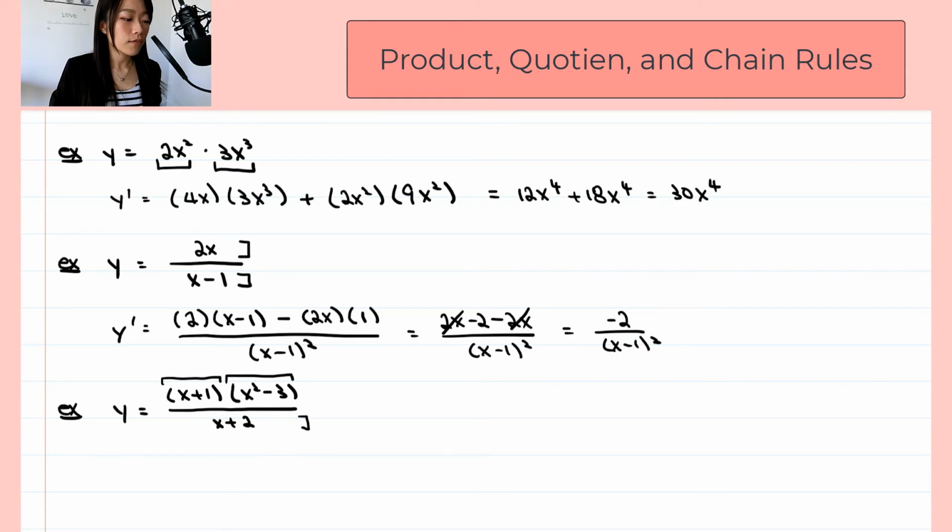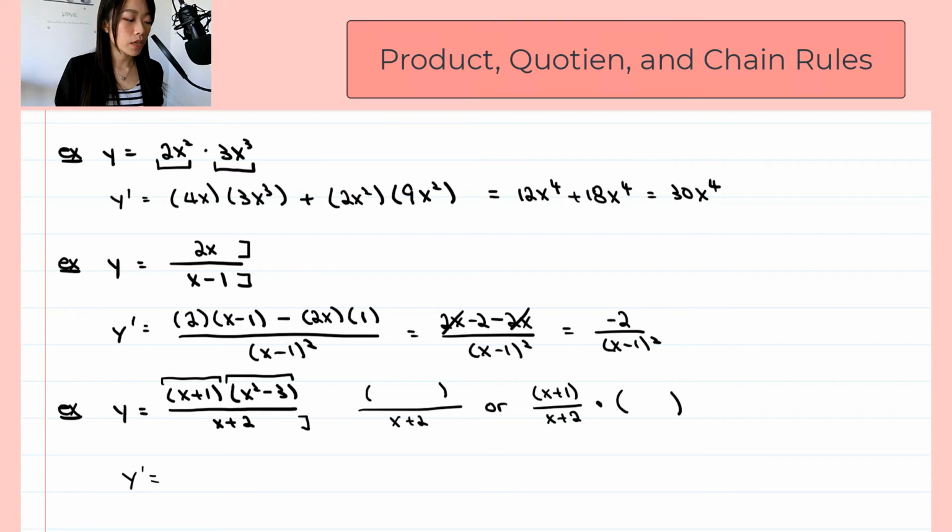So you can think of this function as a function in the numerator over x plus 2. In this case, you'll use the quotient rule first. Or you can think of this as x plus 1 over x plus 2 times x squared minus 3. In this case, you'll use the product rule first. But in either case, you'll need to use both the quotient and product rules. So here I will show you how to use the quotient rule first.